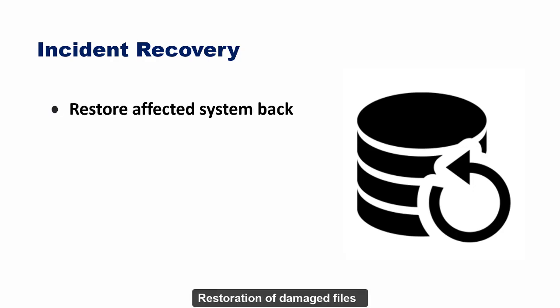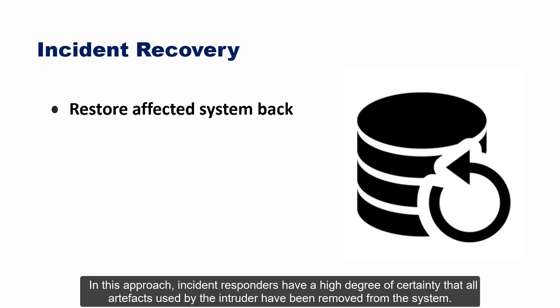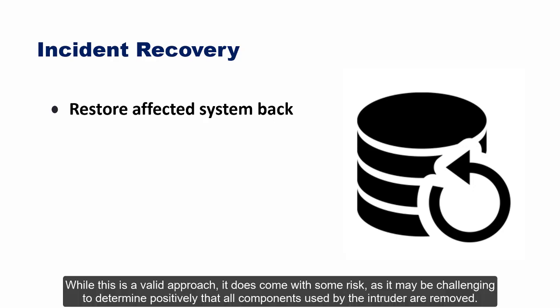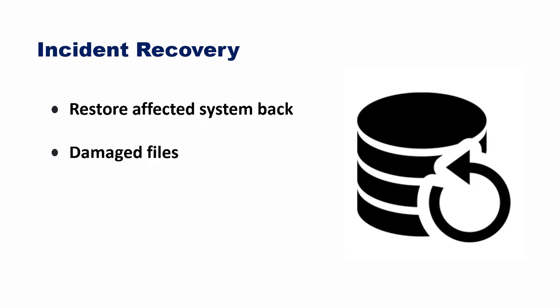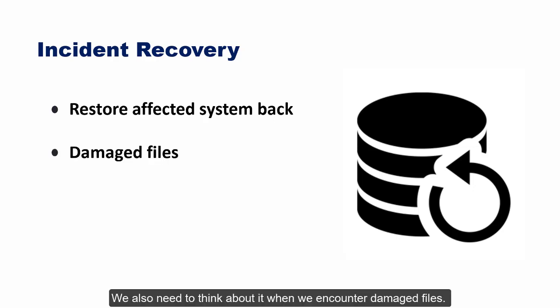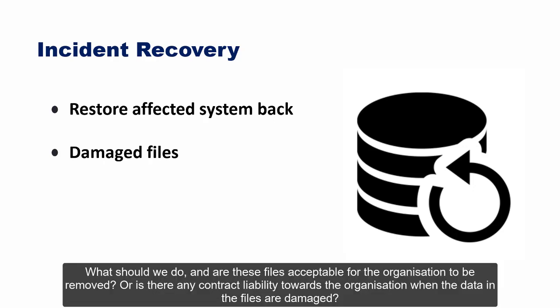Restoration of damaged files. In this approach, incident responders have a high degree of certainty that all artifacts used by the intruder have been removed from the system. While this is a valid approach, it does come with some risk, as it may be challenging to determine positively that all components used by the intruder are removed. We also need to think about it when we encounter damaged files. What should we do? And are these files acceptable for the organization to be removed? Or is there any contract liability towards the organization when the data and the files are damaged?